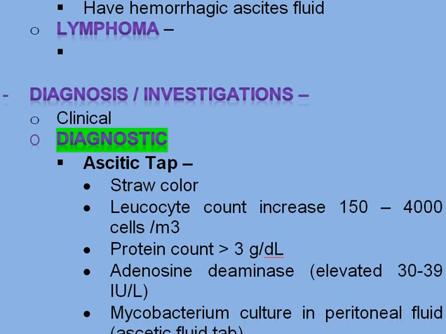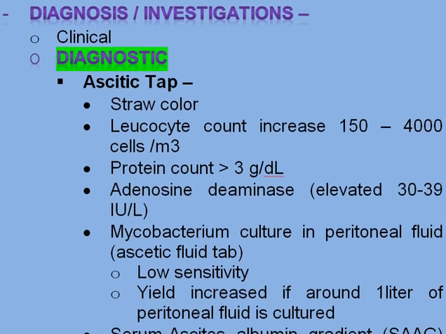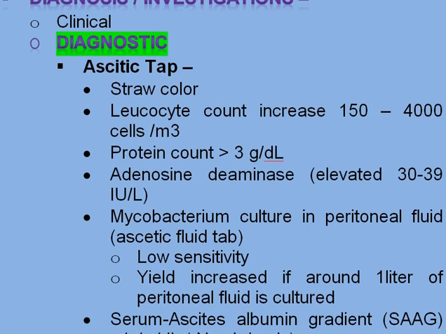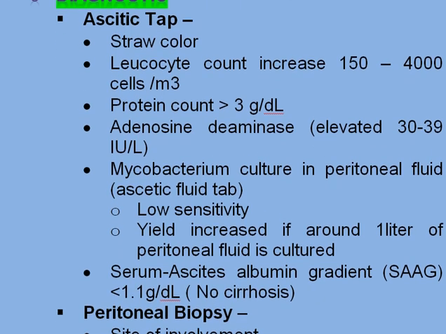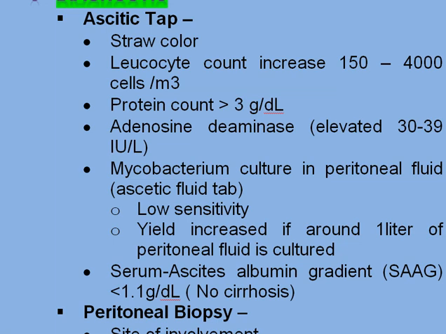Mostly this is a clinical diagnosis. However, some diagnostic investigations include, the most common, the ascitic therapeutic or diagnostic tap. The ascitic fluid color will be straw color. There will be increased leukocyte count, which will be 150 to 4,000, and there will be lymphocytes. Protein count will be greater than 3. Adenosine deaminase level is elevated, 30 to 39 international units, in the absence of CLD.